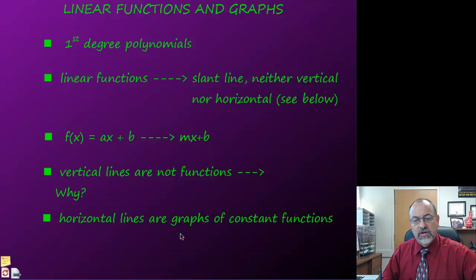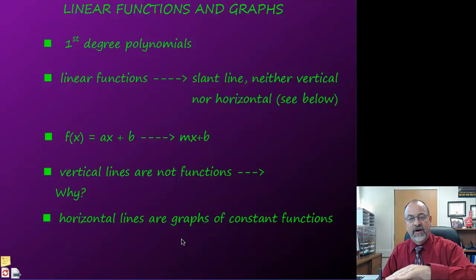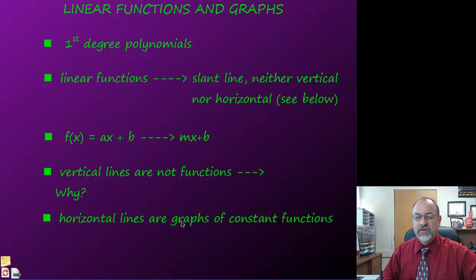And horizontal lines are graphs of constant functions. You think of the function f of x is equal to 5. That's a horizontal line at 5, so that's a constant function. So technically, it's not a linear function. So linear functions, by technical definition, are only lines that are slanted, that are neither vertical nor horizontal. And again, I would like you to discuss in your summary why vertical lines are not functions, and that horizontal lines are actually constant functions that have a degree of 0.